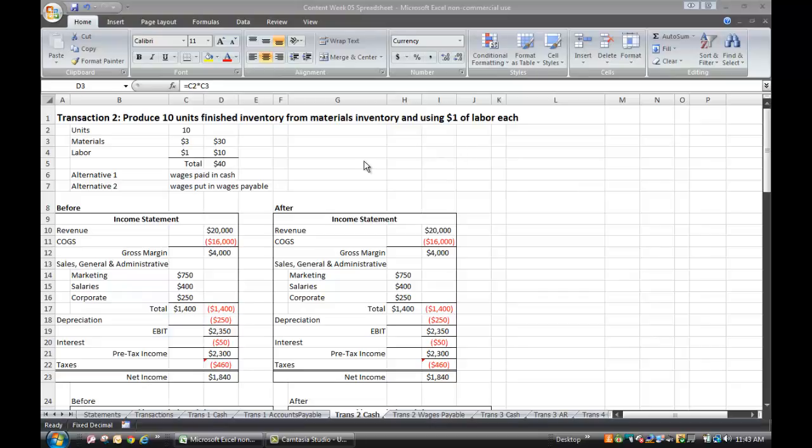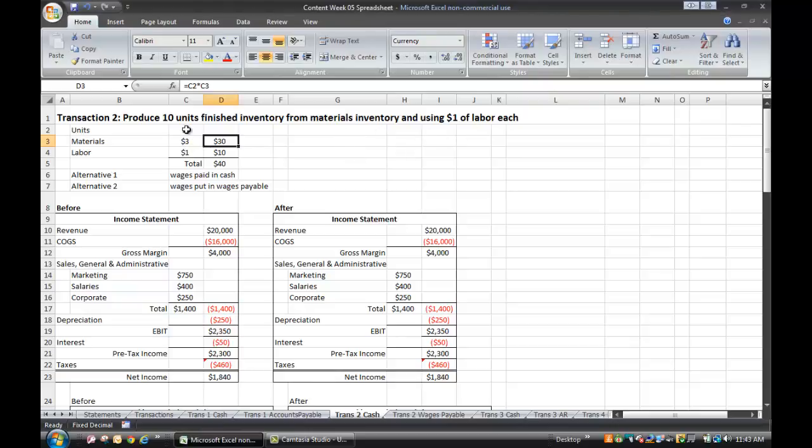This transaction will involve producing 10 units of finished inventory from materials and labor. We're going to produce 10 units, and they're $3 of materials and $1 of labor each, so that's $30 of materials, $10 of labor for 10 units. The total is going to be worth $40 when it is in finished inventory.